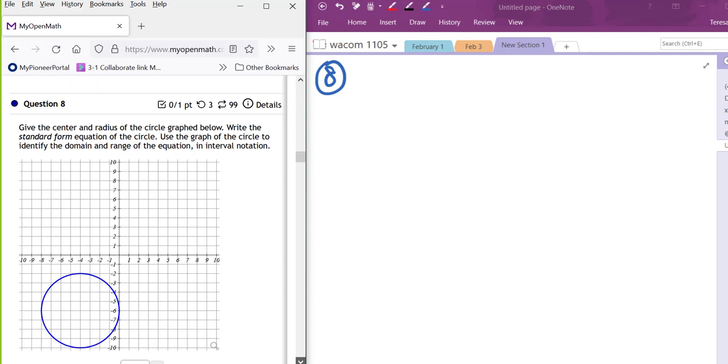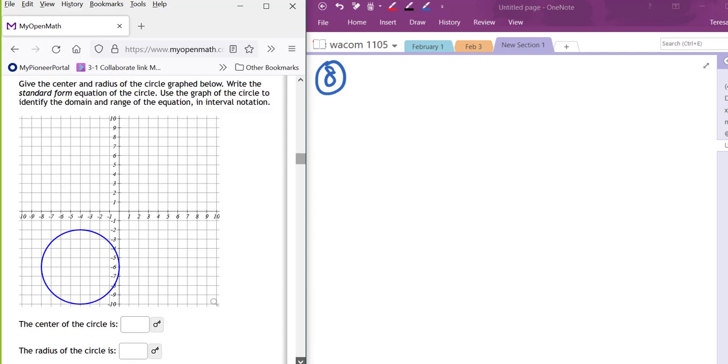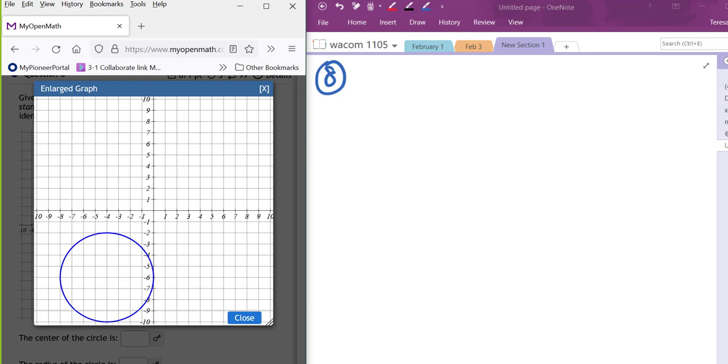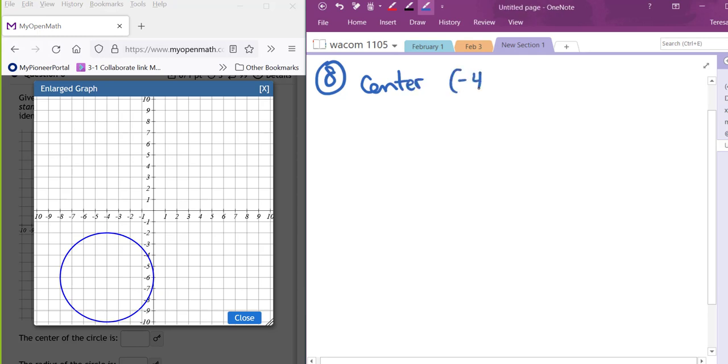Right, and this time they're giving us a graph, and they want us to tell the center of the circle, the radius of the circle, and then probably domain and range. So we can blow it up, okay, and we want to find the center. So the center looks to me like it's right here. So that is going to be -4 and -6. Right, we'll make sure, -4, -6, that looks like the center to me.